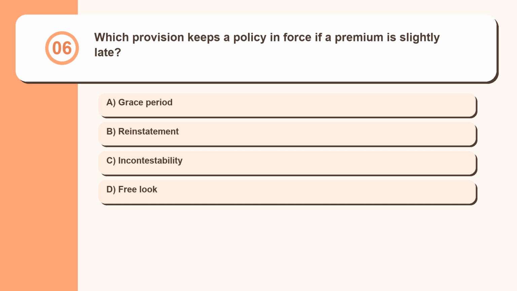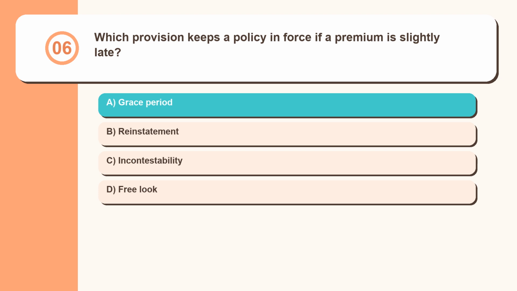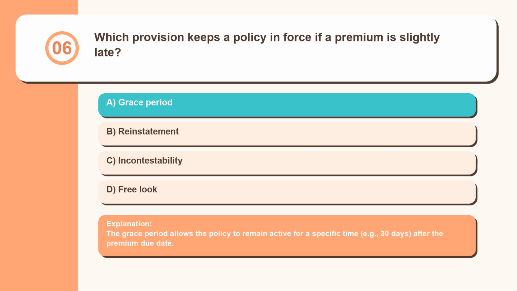Question 6. Which provision keeps a policy in force if a premium is slightly late? Grace period, reinstatement, incontestability, free look. The grace period allows the policy to remain active for a specific time, for example 30 days, after the premium due date.